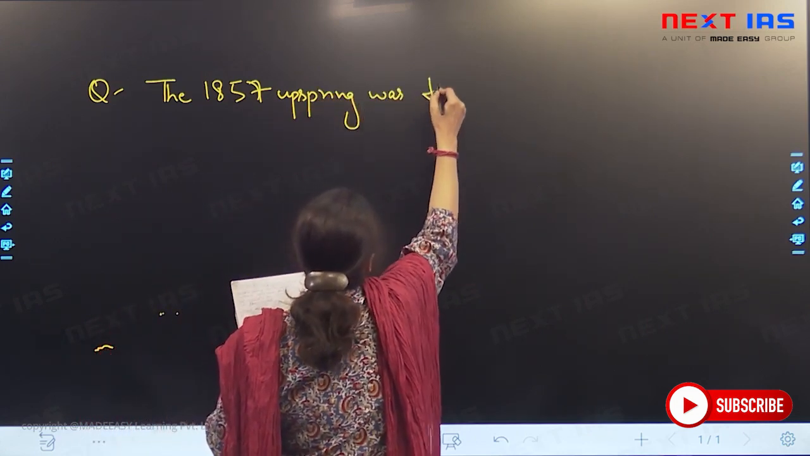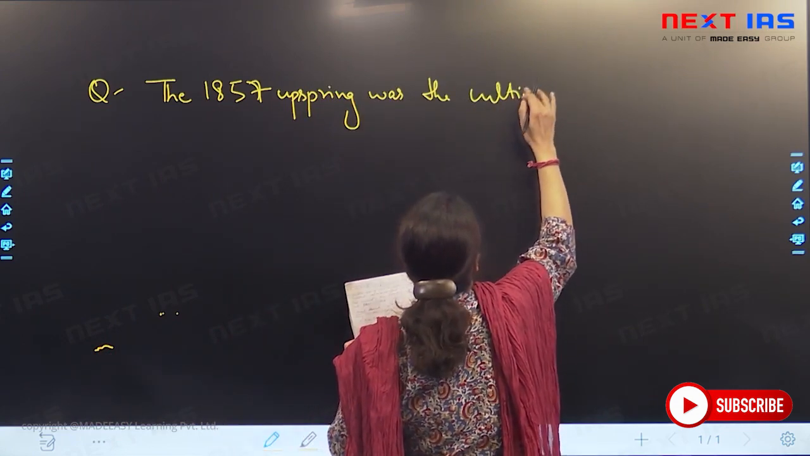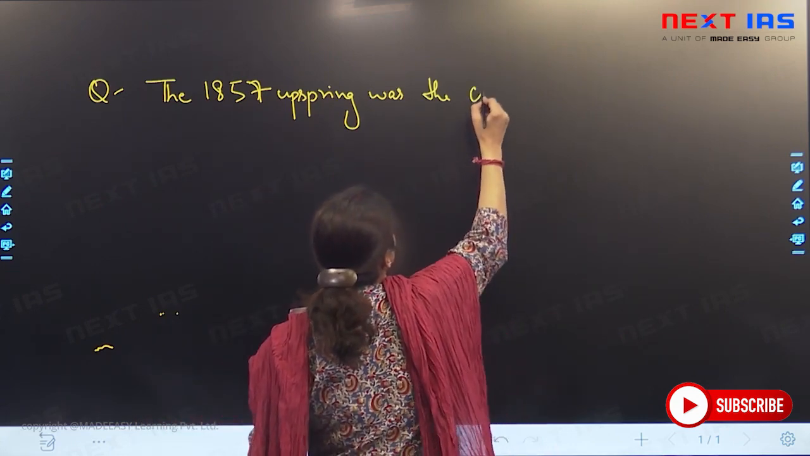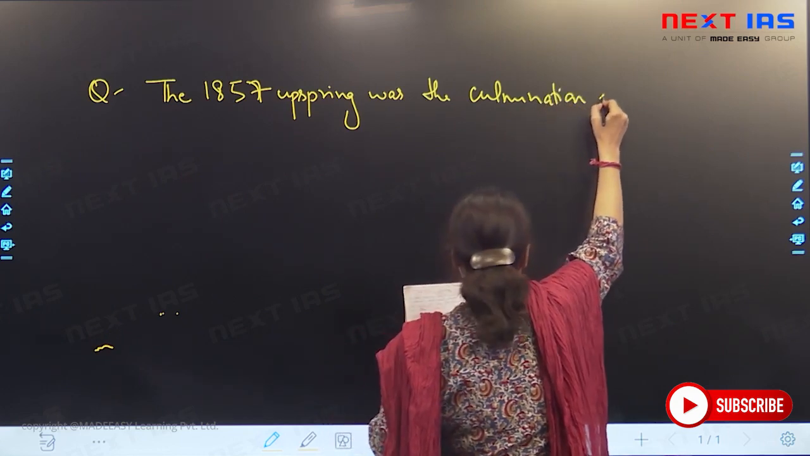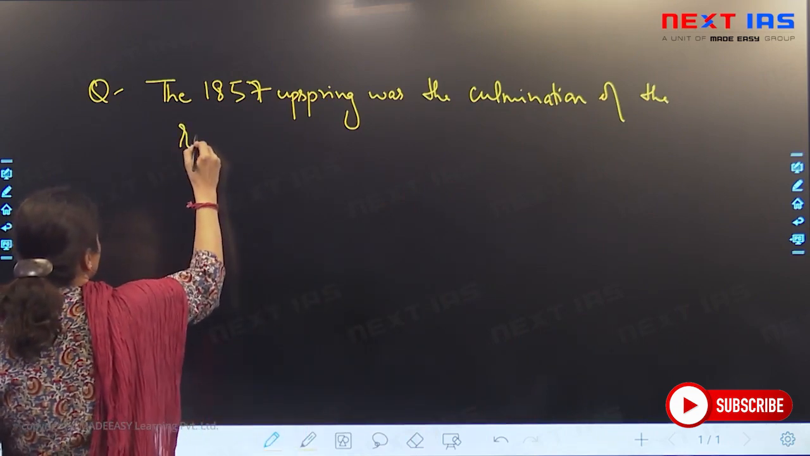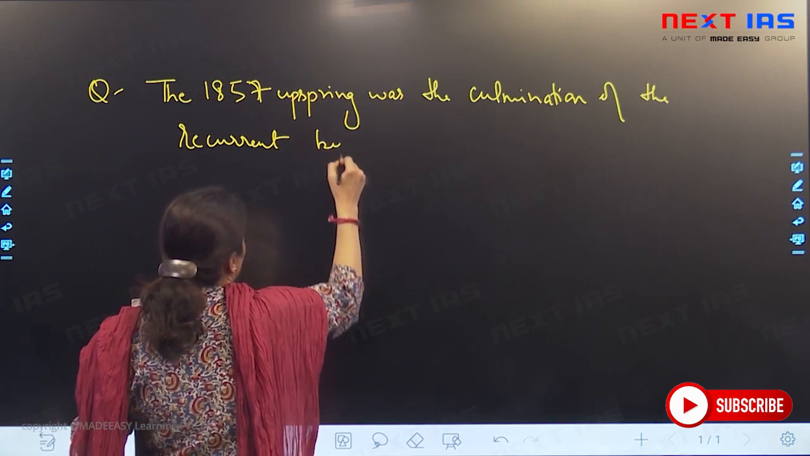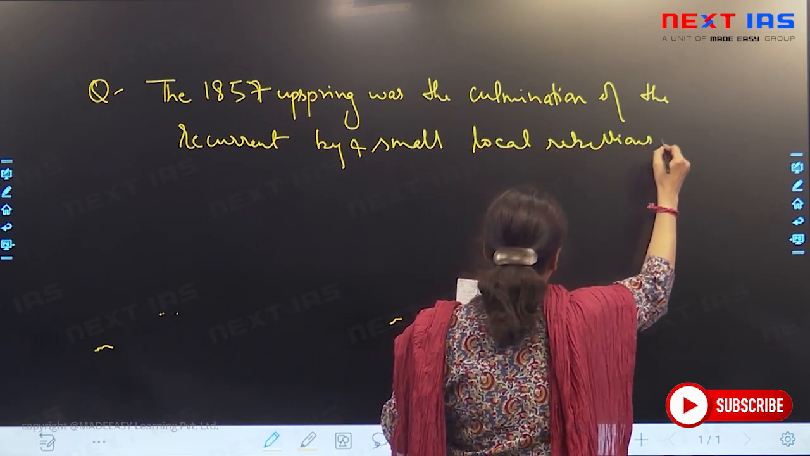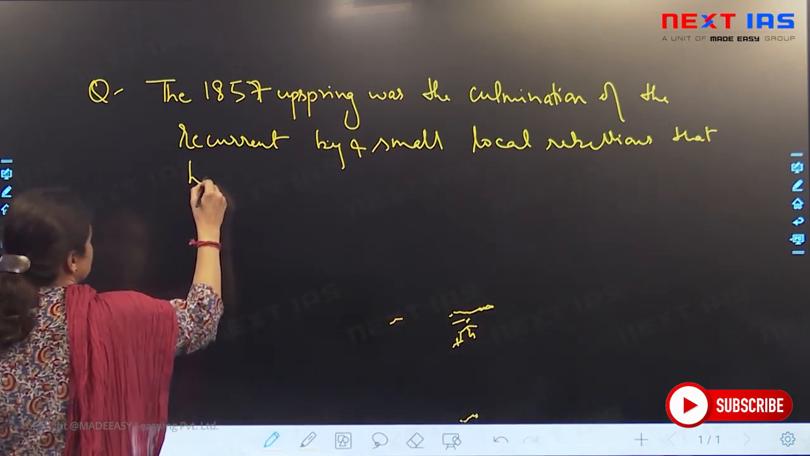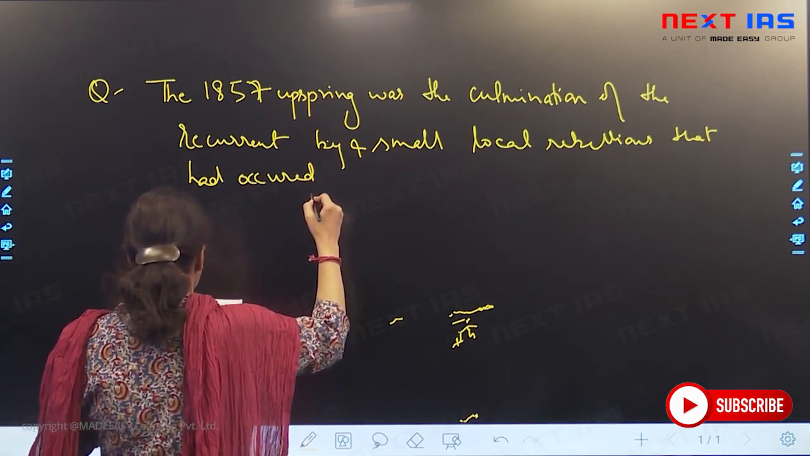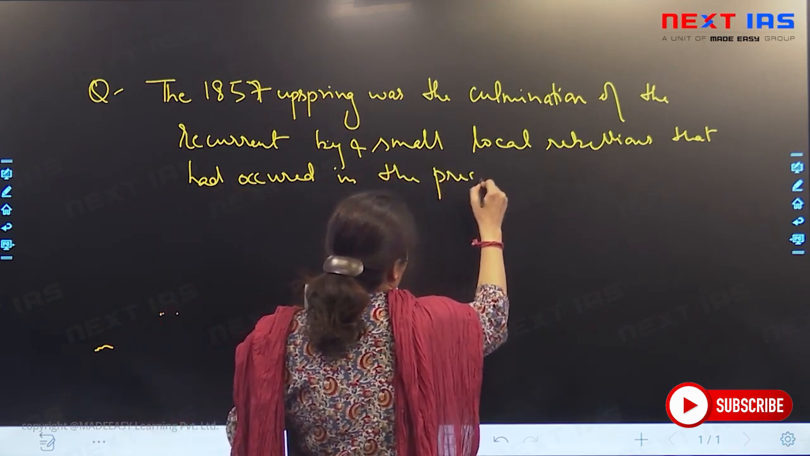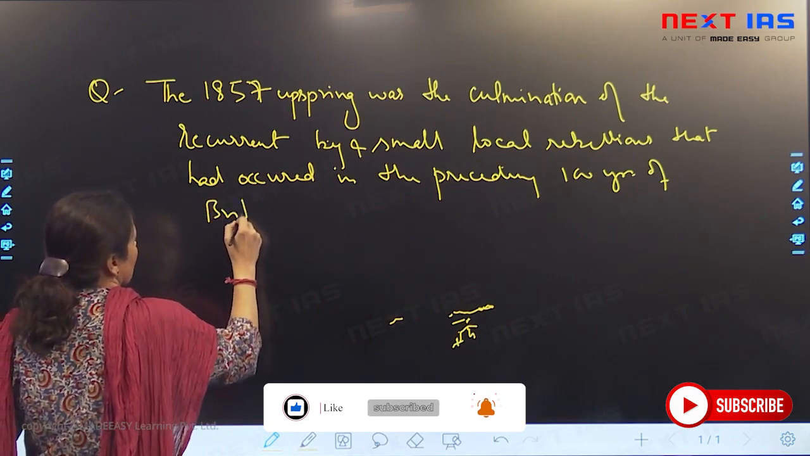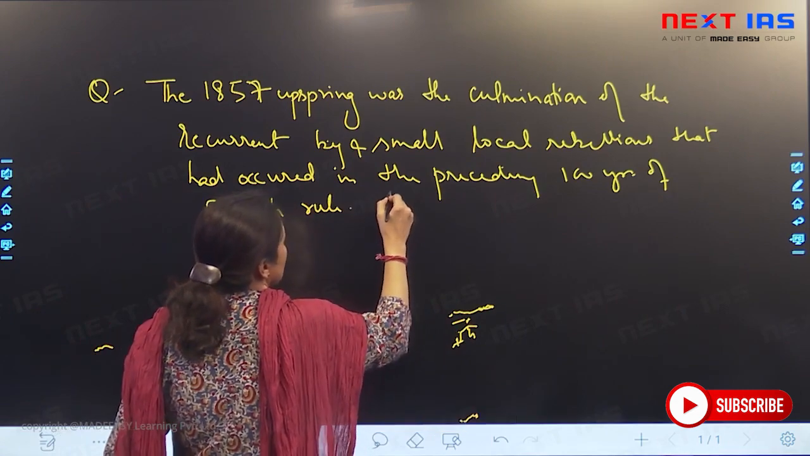1857 uprising was the culmination of the recurrent big and small local rebellions that had occurred in the preceding 100 years of British rule. Elucidate.